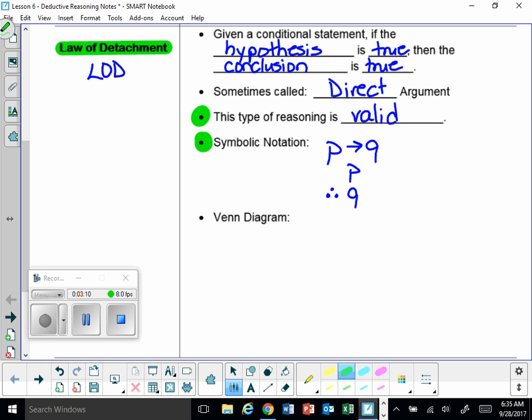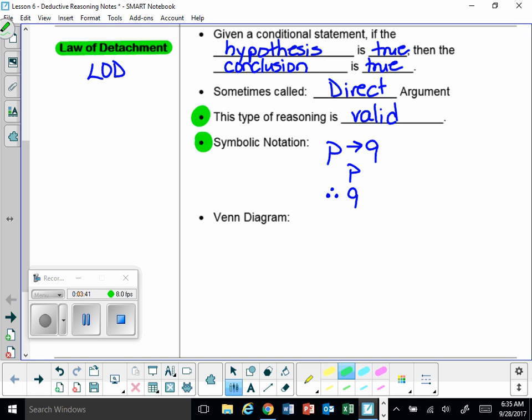We can also do this with complete nonsense. If a crocodile is pink, then it has purple polka dots. The crocodile is pink, therefore it has purple polka dots. That is completely a false statement. However, mathematically, it is valid reasoning. Okay, so it follows the rule, and that's what makes it valid. Valid and true are not the same thing. I can't stress that enough.